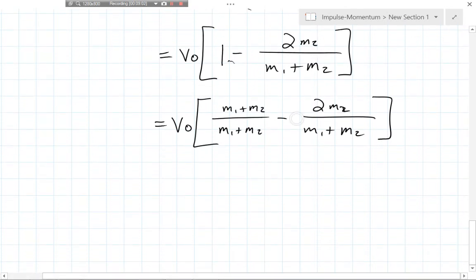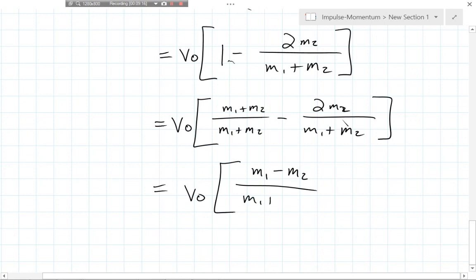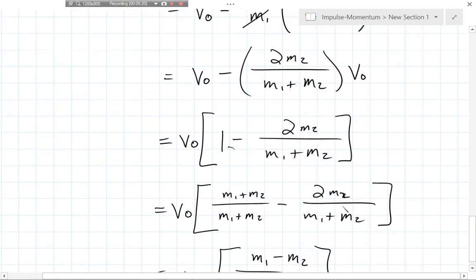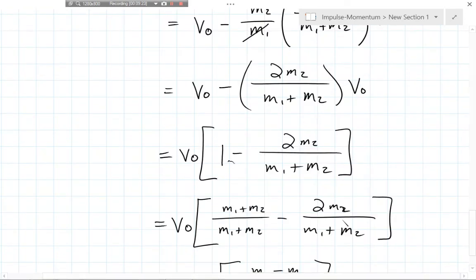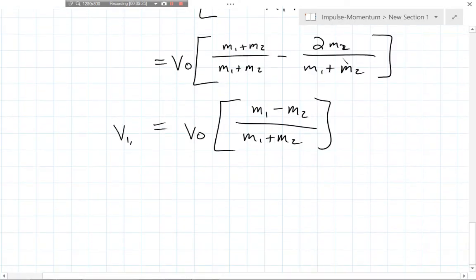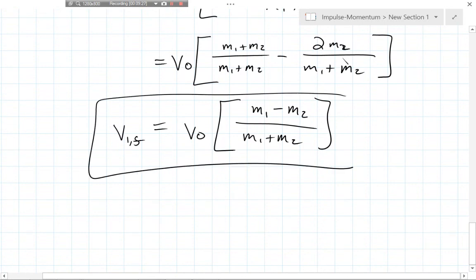And when I do this, right, I've got an m2 minus 2m2. So that's going to be v initial times m1. So m2 minus 2m2 is minus an m2. So we see that the final velocity of mass 1 is given by this expression right here. So it's the initial velocity times the difference between the two masses divided by the sum of the two masses.